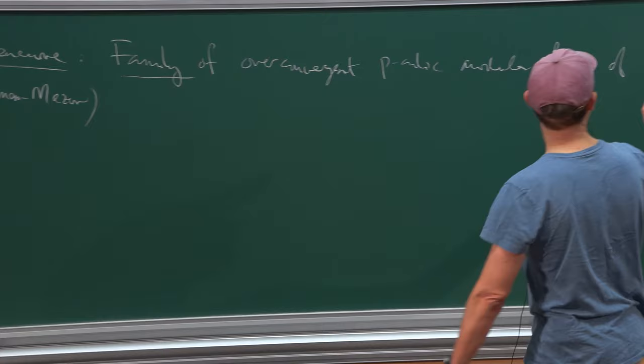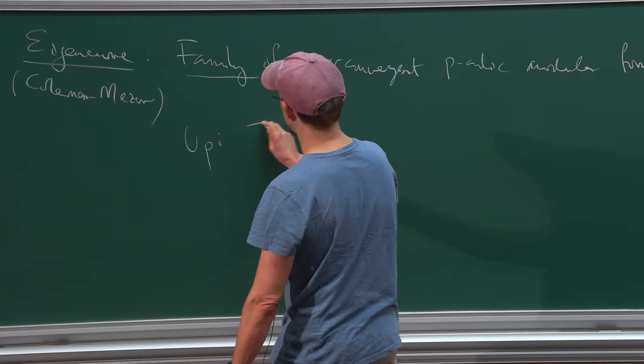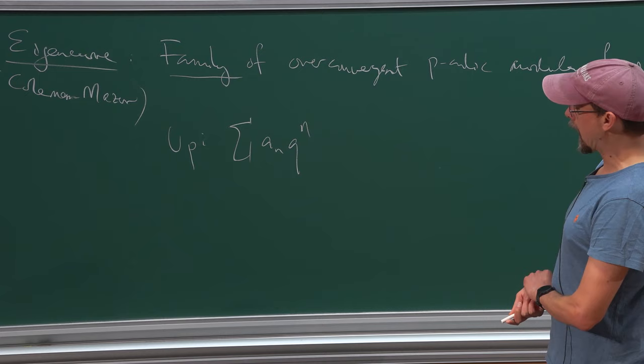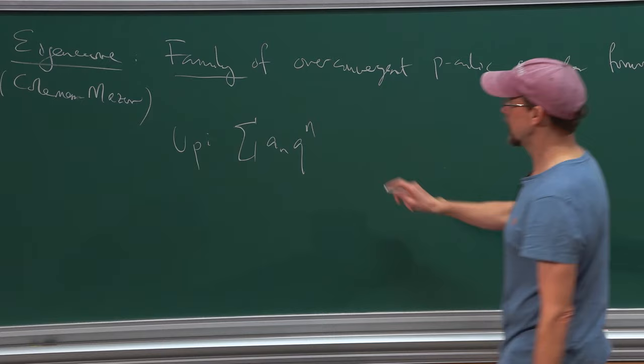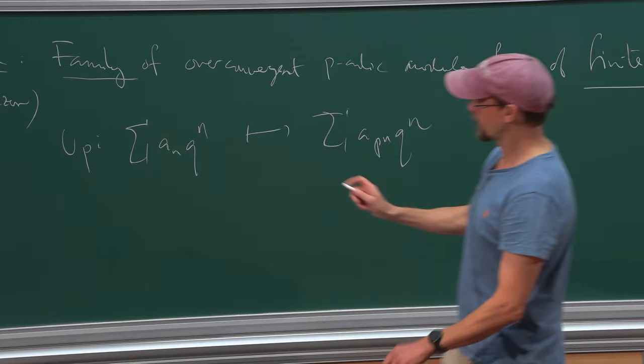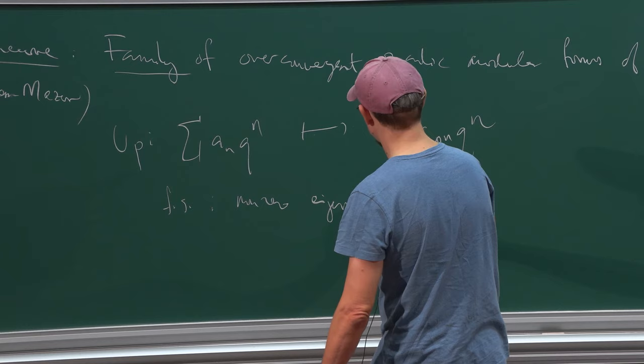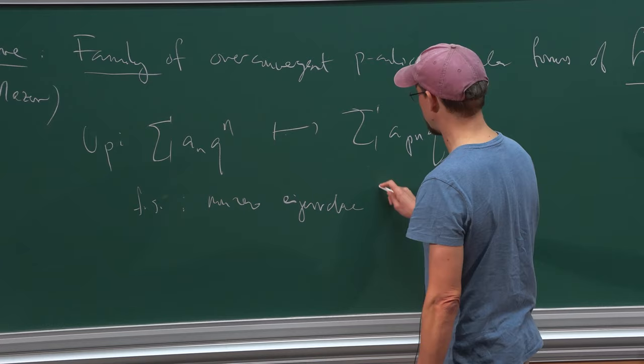The first thing I want to talk about is what is finite slope. Again, as everybody here knows, on classical modular forms, if you're on gamma 0 p or gamma 1 p or gamma 1 a power of p, you have the U_p operator. A modular form has finite slope if it's an eigenvector with a non-zero eigenvalue for U_p.